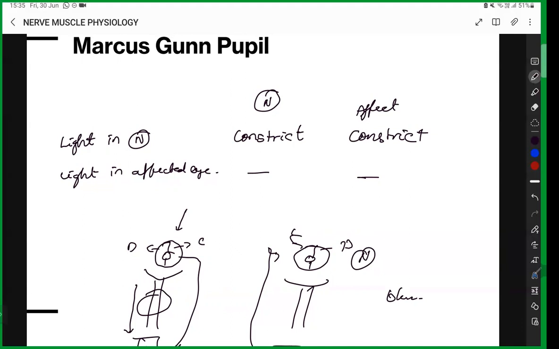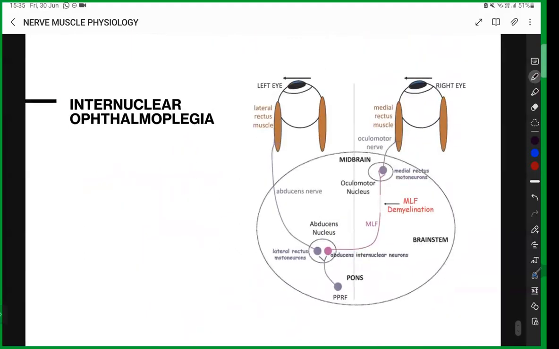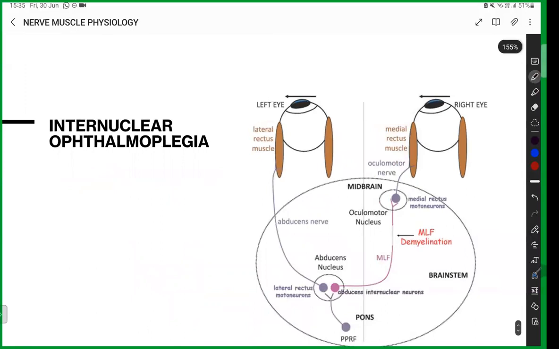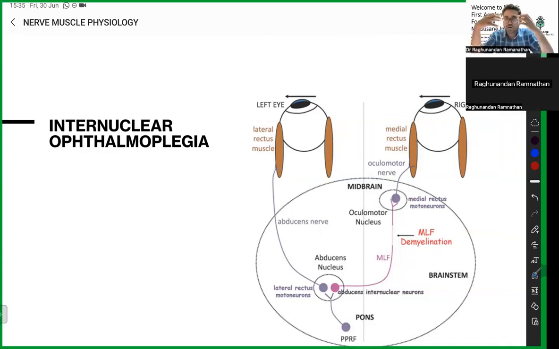Okay, now coming to the next one, what is internuclear ophthalmoplegia? You have to listen to this carefully. This is very, very important. Internuclear ophthalmoplegia. So what happens is, just look at my face. I think you all are visible.